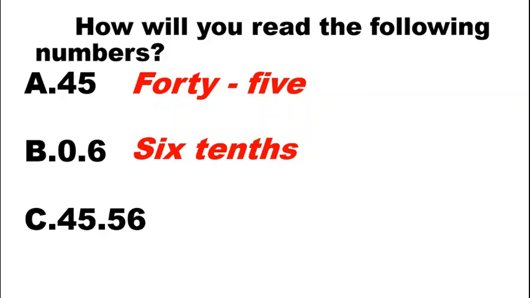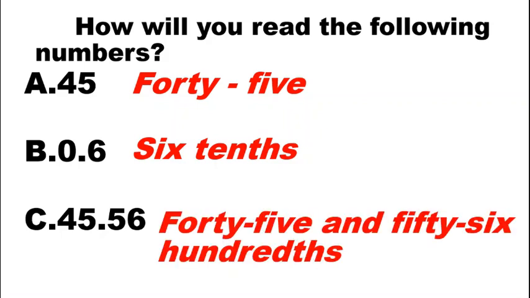How about the letter C? As you observe here, we have a whole number and also a decimal digit. That's right. We read it as 45, and we read the dot, or the point, or decimal point, as "and", 56 hundredths.